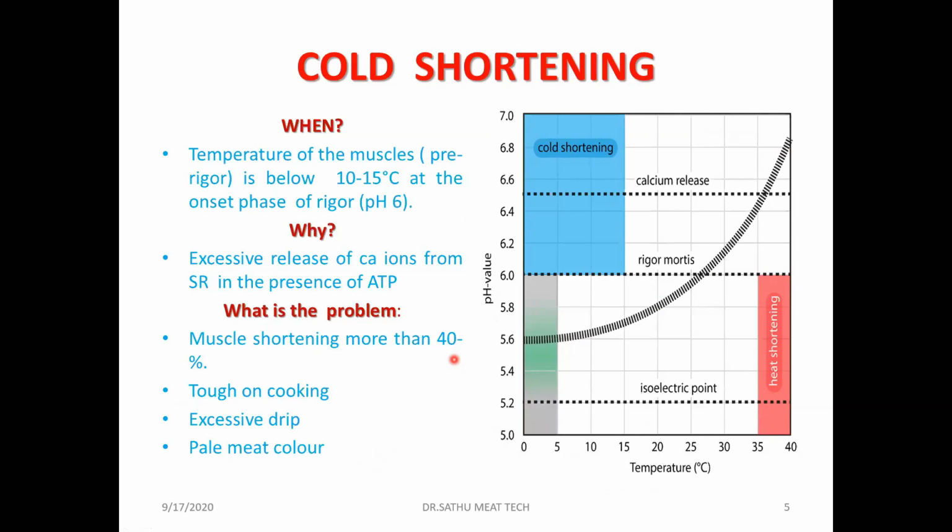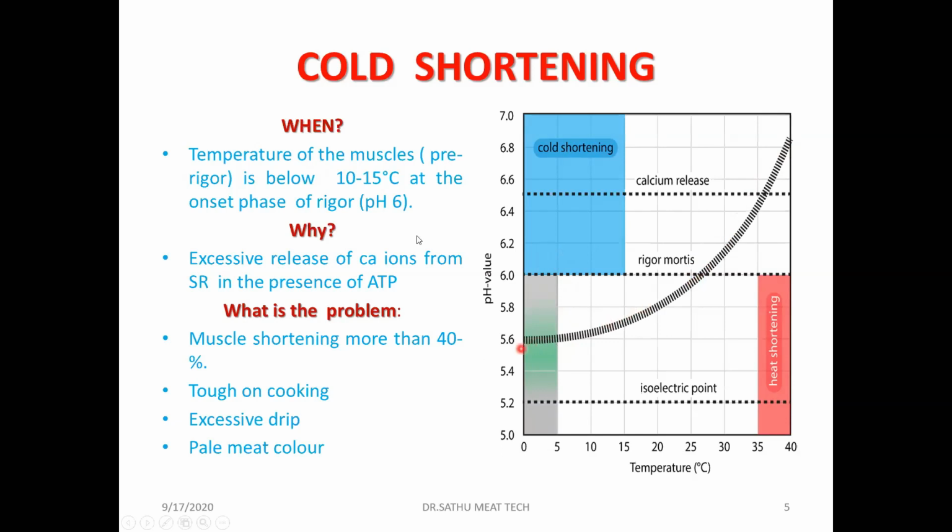The next condition is cold shortening. When will cold shortening take place? If the carcass temperature falls too quickly before the carcass enters the onset of rigor, that is, here the pH will be more than 6, but the carcass temperature is reduced to less than 15 degrees centigrade.